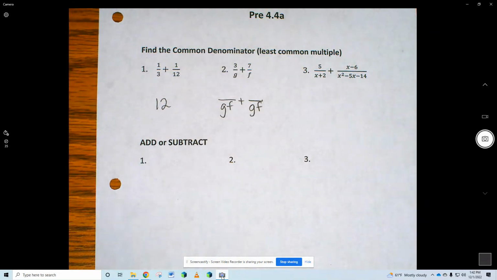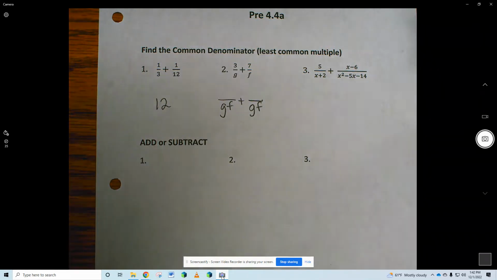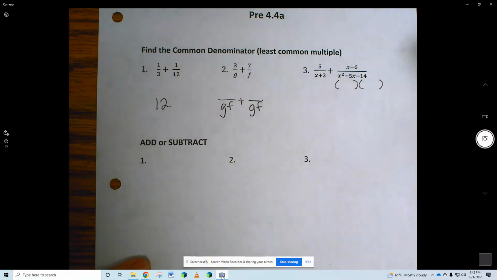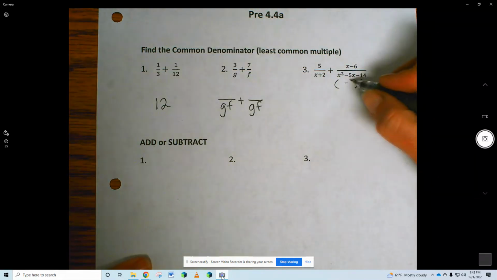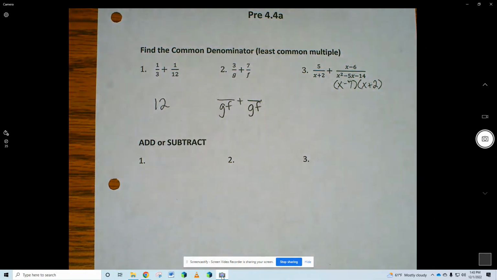Third one. I have a binomial and I have a trinomial that isn't factored yet. So we need to factor. Anytime you can factor, or GCF, or whatever, simplify to make your life easier. Two numbers that multiply to make 14 and add up to -5: -7, -2. Yep. X minus 7, X plus 2. So my first fraction has a denominator of X plus 2. My second fraction has a denominator of X plus 2, X minus 7.